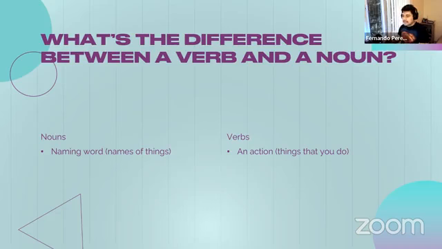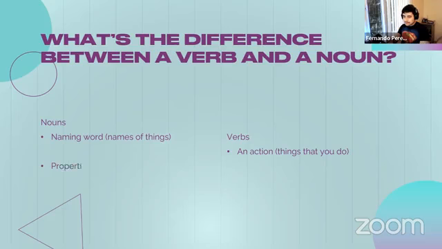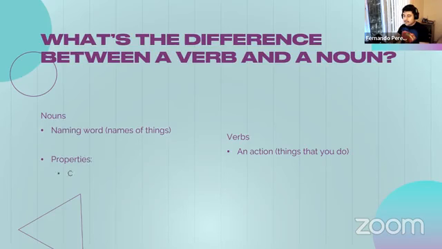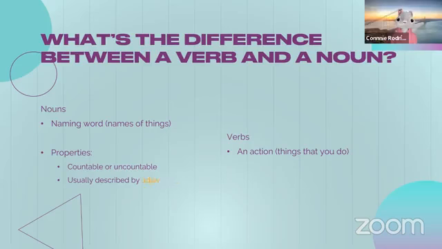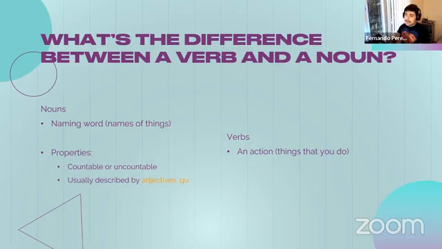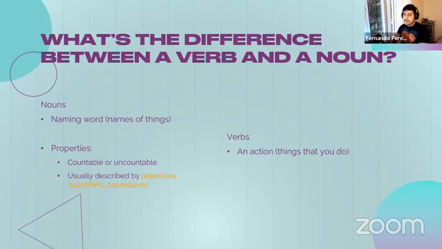Grammatically, they have different properties. A noun can be either countable or uncountable. A noun is usually described by an adjective, excellent. Adjectives, quantifiers, possessives, articles. And that's pretty much it. Nouns are naming words. These are the properties of nouns.